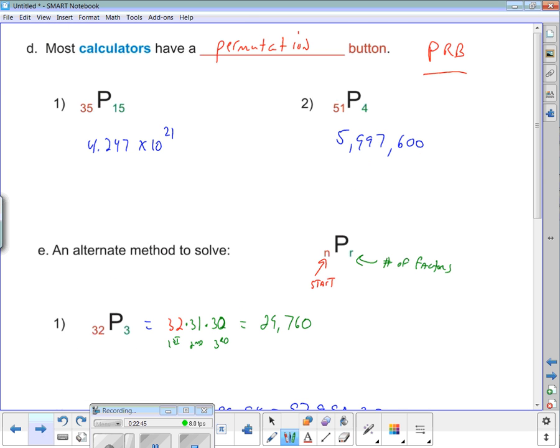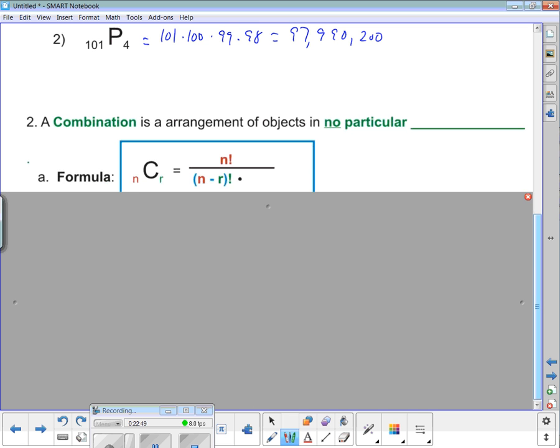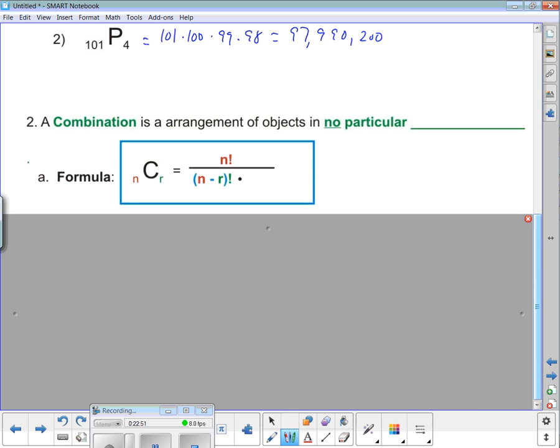All right, let's look at now a combination. So combinations, what are they? An arrangement of objects in no particular order. The order does not matter. Doesn't matter the order that they're in, just how many groups you can make.